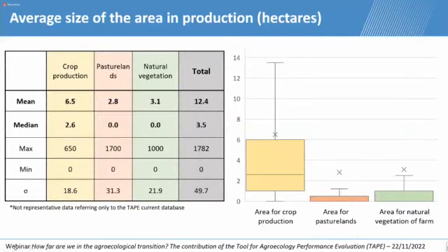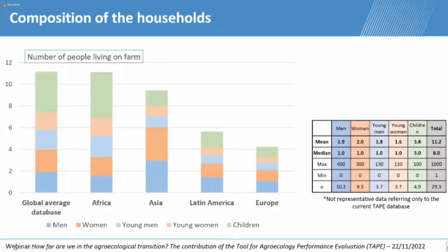But we also have, for example, the size of the area in production for each farm. So we can see the global average of our database. We have data about crop production, the area under pasture lands, the area under natural vegetation. Of course, here you can see that in our database, there is a very big difference between the maximum and the minimum because TAPE can be applied to any kind of production system in agriculture. We have, for example, the data about the composition of the households. Here, the data are disaggregated by continent. Of course, they are not representative. These are just the results that we have in our database currently.